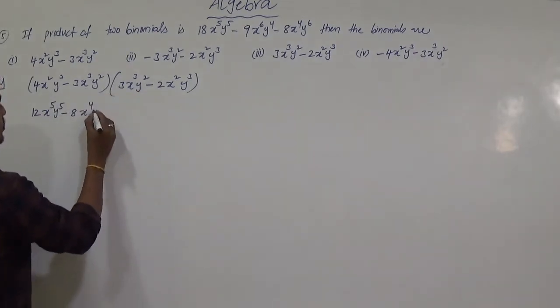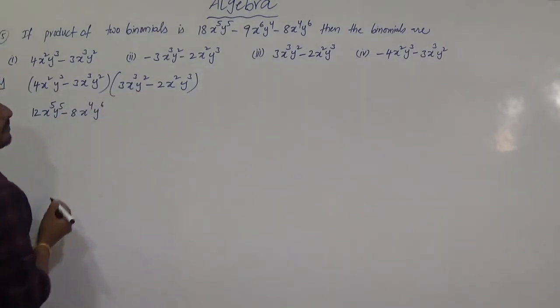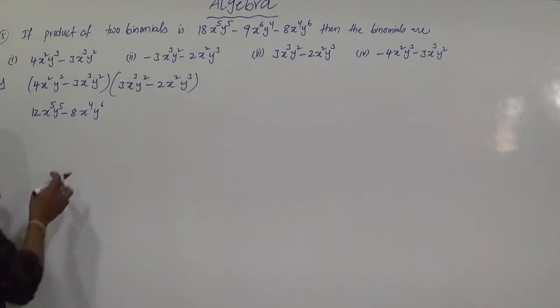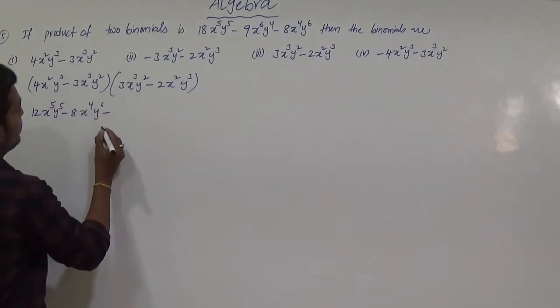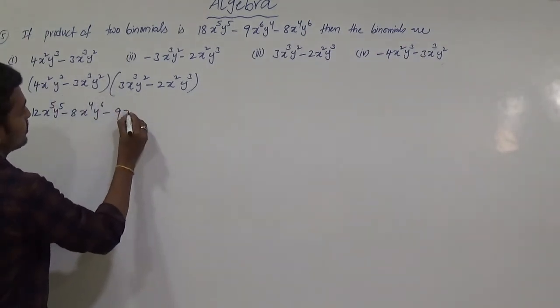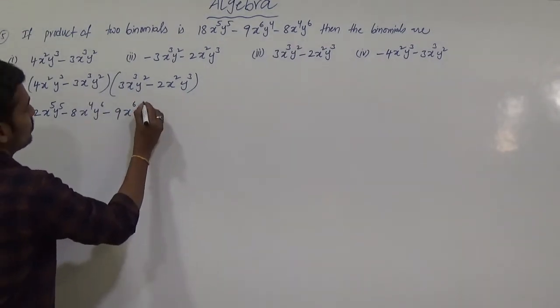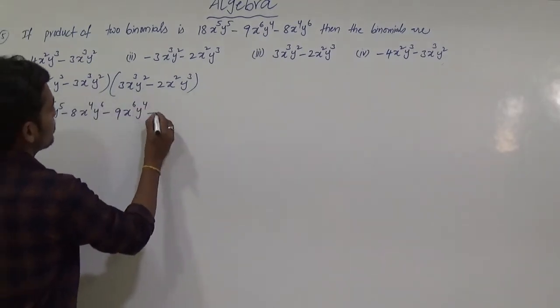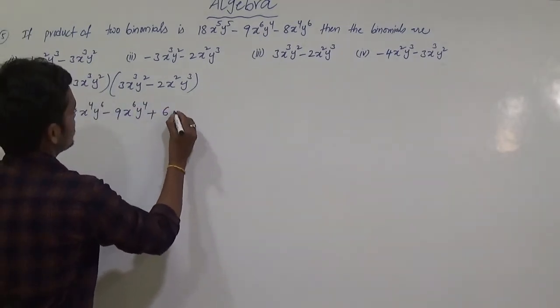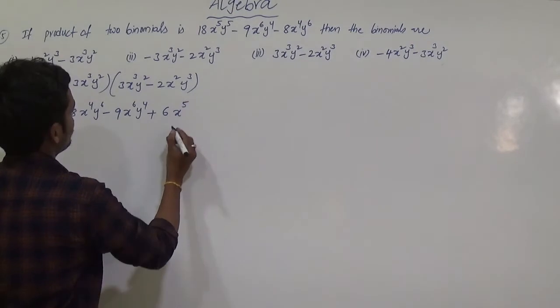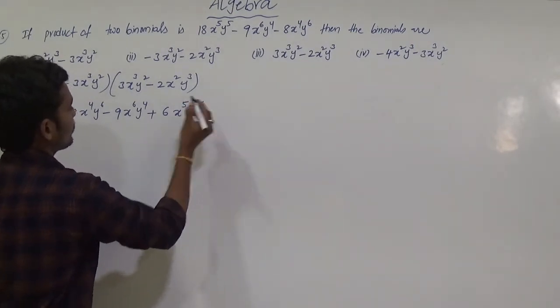Y cube into y cube, y power 6. Are you okay, my dear students? Next, now we multiply. Minus 3 3s are 9, x cube into x cube, x power 6, y square into y square, y power 4. So minus into minus plus, 3 2s are 6, x square into x cube, x power 5, y square into y cube, y power 5.